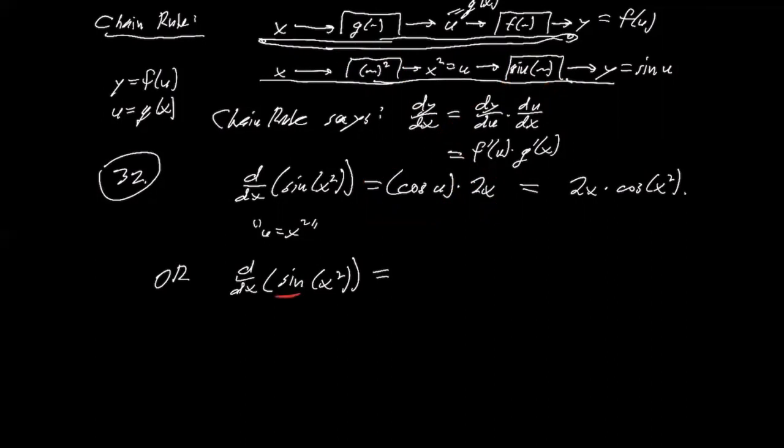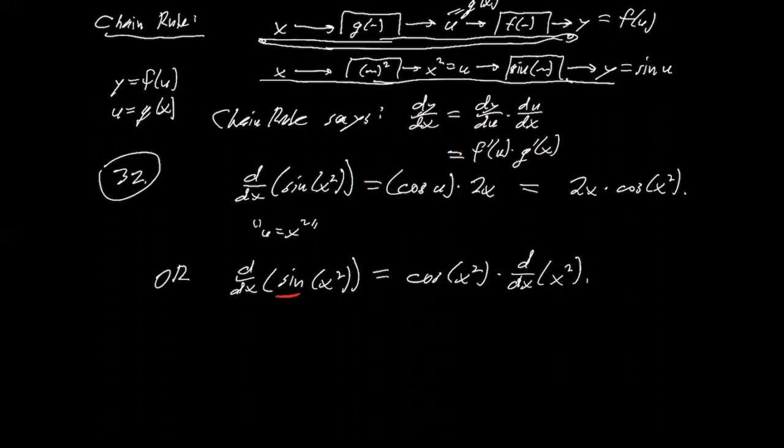This layer right here, the sine. So that becomes, like we know, cosine. So that's cosine of the same thing, of x squared, times the derivative of the inside function.